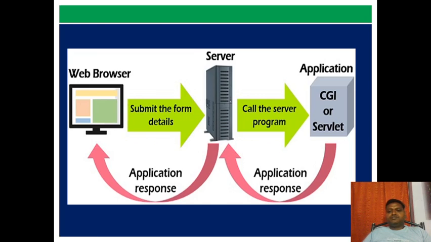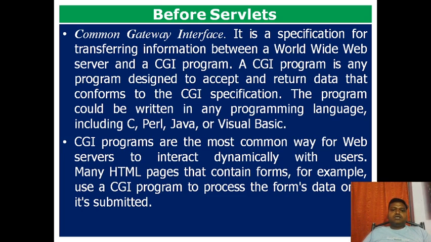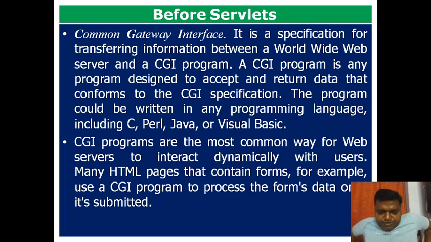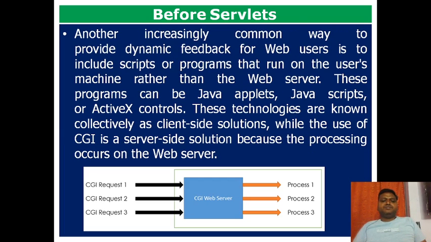Now before the servlets, the people used common gateway interface, which is called CGI. It is a specification. It can be any program designed with C or C++ or Perl or Java or Visual Basic. It was the most common way to interact dynamically with web servers. As many as HTML pages or forms, they use CGI. Then when we already have CGI, what is the need of servlets? Because CGI has certain major disadvantages.